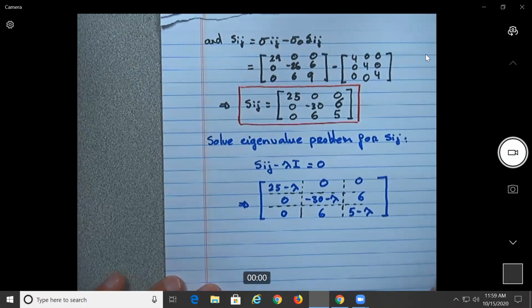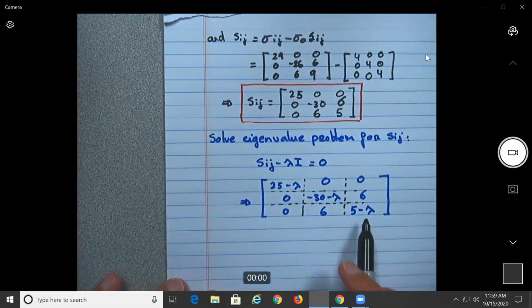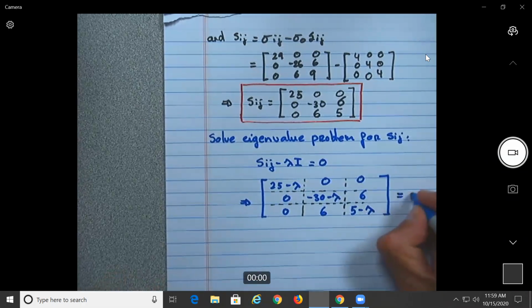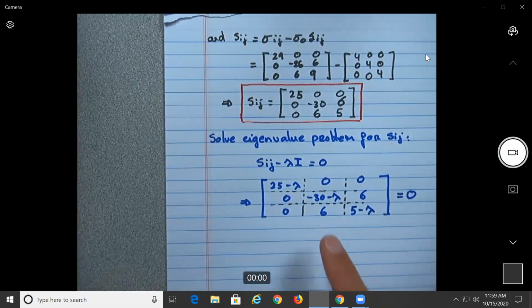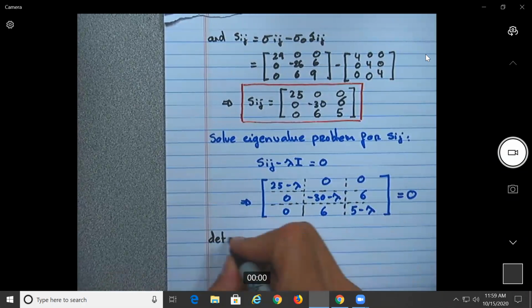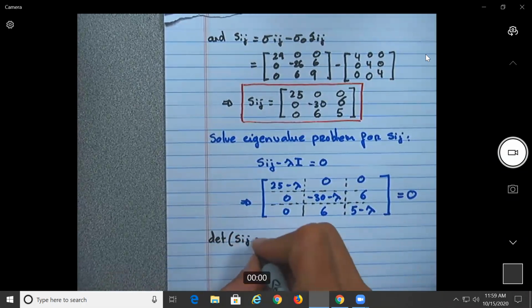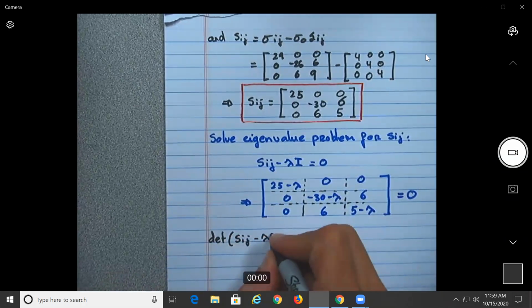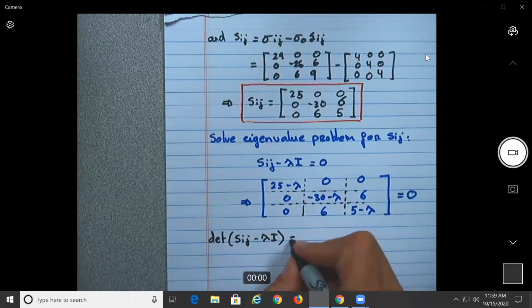Okay, the next step is what? To solve the determinant of this equation. So this is equal to 0. We need to solve the determinant of this equation to find the characteristic equation. So solving the determinant of Sij minus lambda I equal to 0.